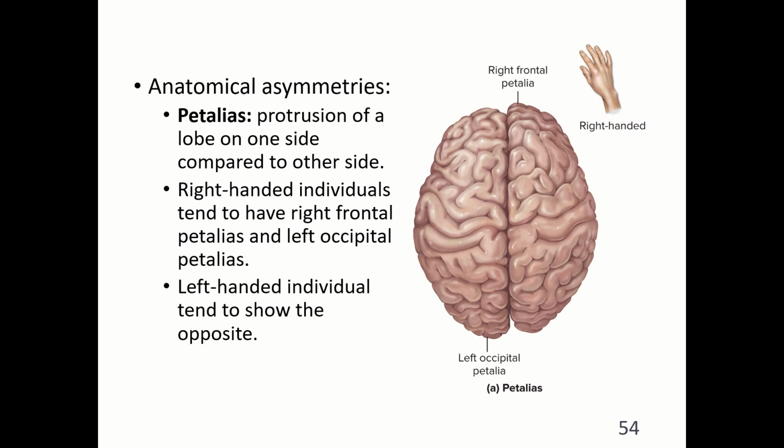There are anatomical asymmetries called petalias, which is a protrusion of a lobe on one side of the brain compared to the other. Right-handed individuals tend to have right frontal petalias and left occipital petalias. Left-handed individuals will show the opposite. They will have left frontal petalias and right occipital petalias.